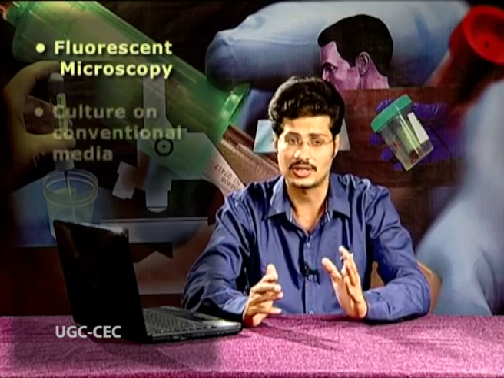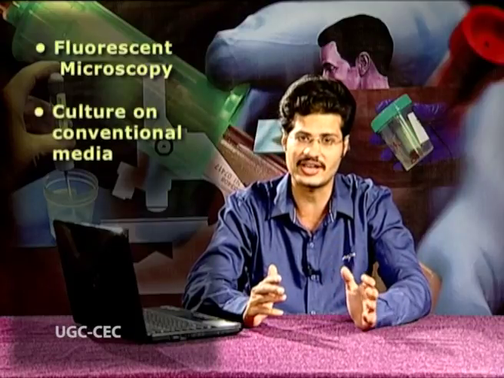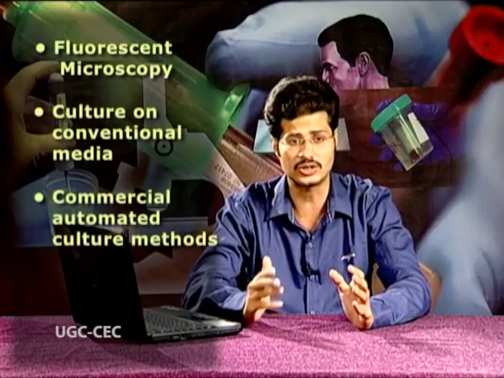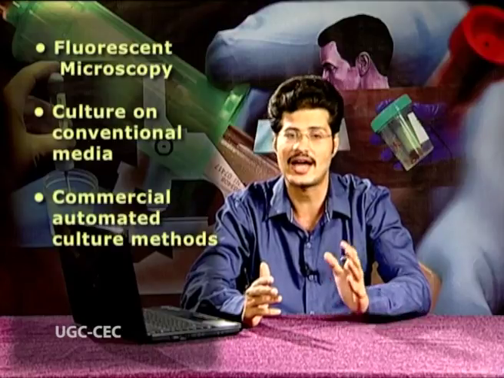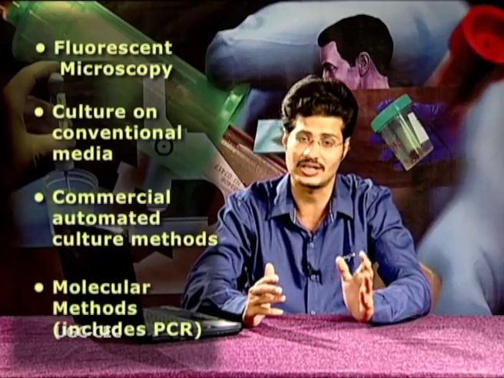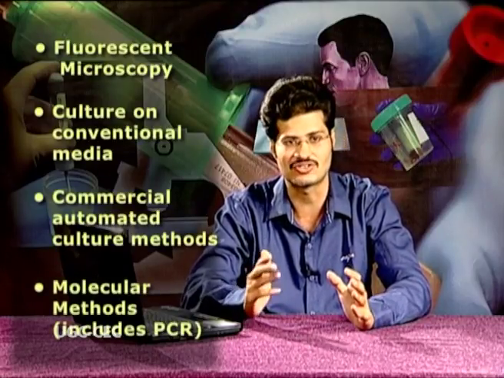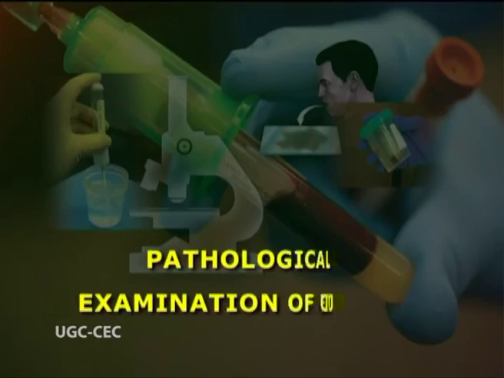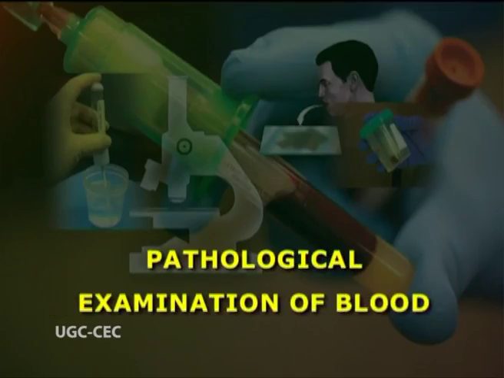Examination of acid-fast bacteria is done with Ziehl-Neelsen staining. Other techniques include the use of fluorescent microscopy, culture on conventional media, commercial automated culture methods, and molecular methods including polymerase chain reaction.